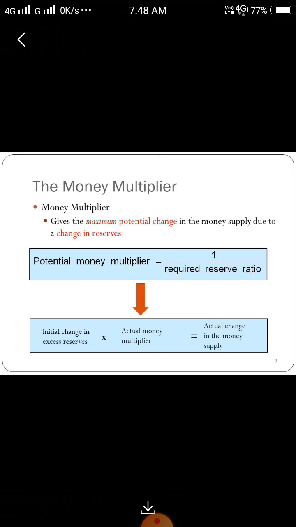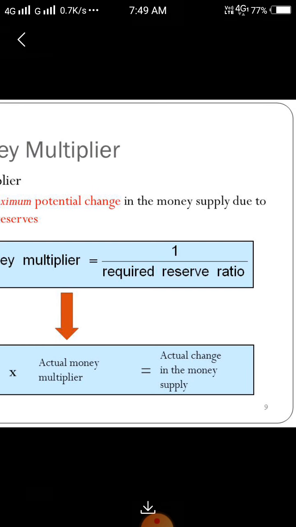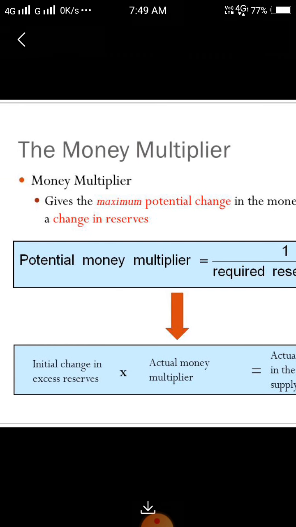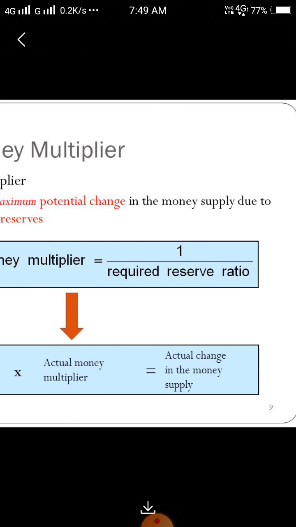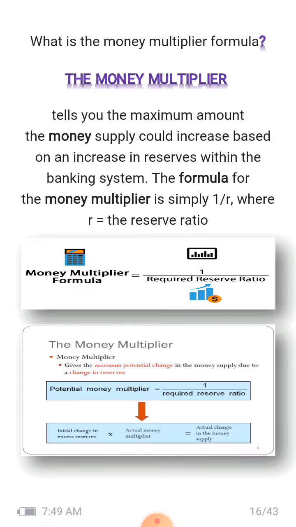Here the money multiplier gives the maximum potential change in money supply due to the change in reserve. The potential money multiplier equals 1 upon the required reserve ratio. Initial change in excess reserve times the money multiplier equals the actual change in money supply.